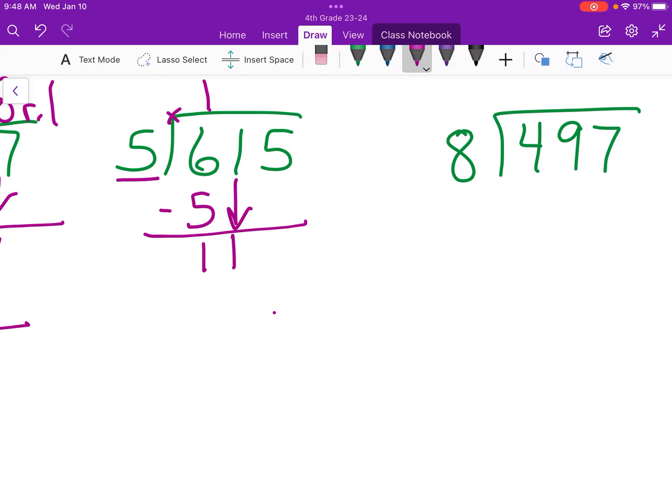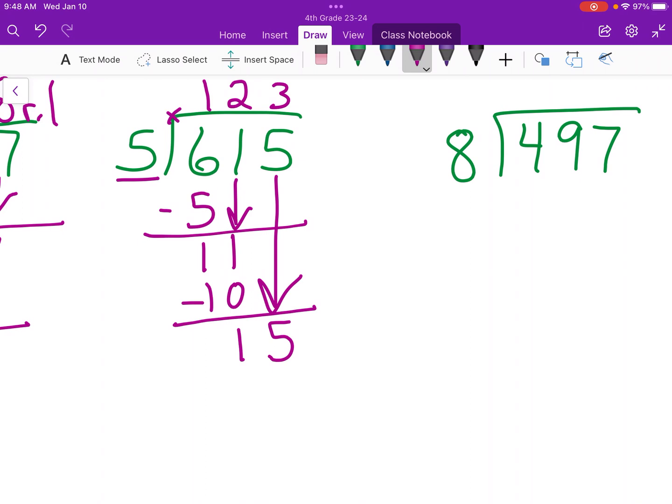Start the process all over again. 11 divided by 5 is 2. 2 times 5 gets us to 10. Subtract that. 11 minus 10 is 1. 1 is smaller than 5, so we look to see if we have a number to bring down. We have one more. Let's bring down the 5. Start the process all over again. 15 divided by 5 is 3. 3 times 5 is 15. Subtract that. We get 0. 0 is smaller than 5, so that works. We do not have a remainder, so our answer for 615 divided by 5 is 123.